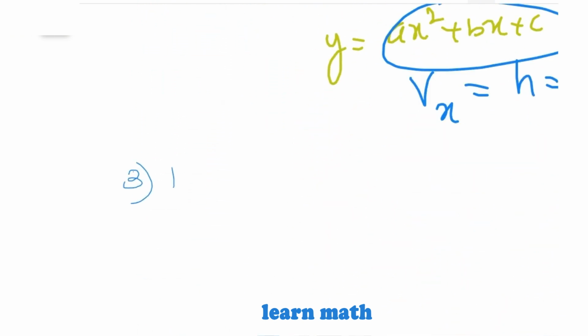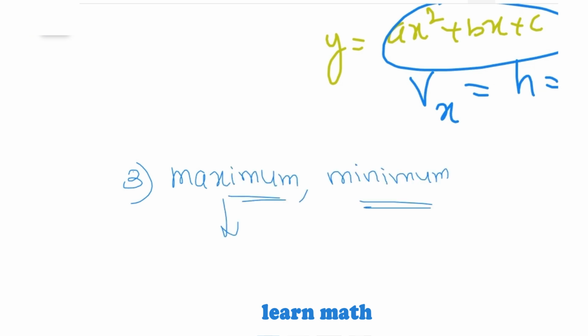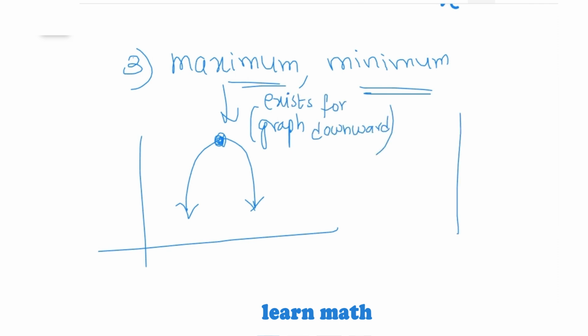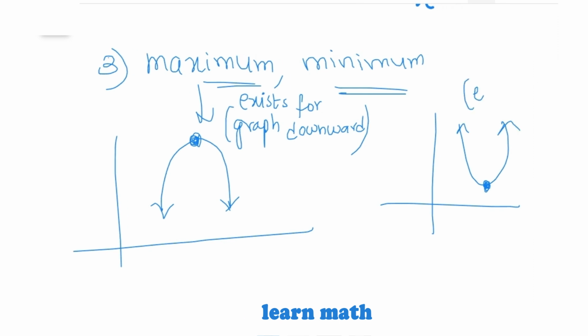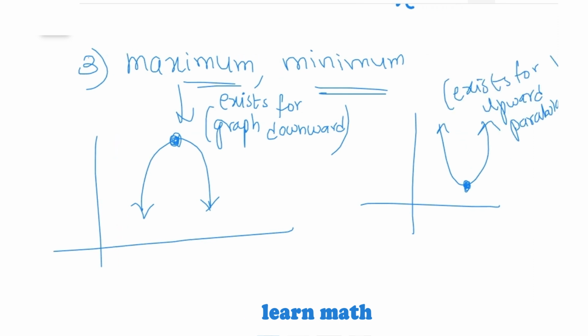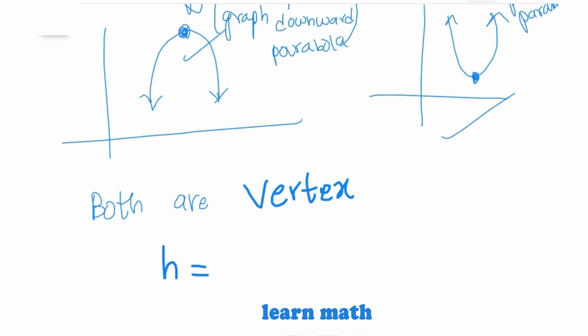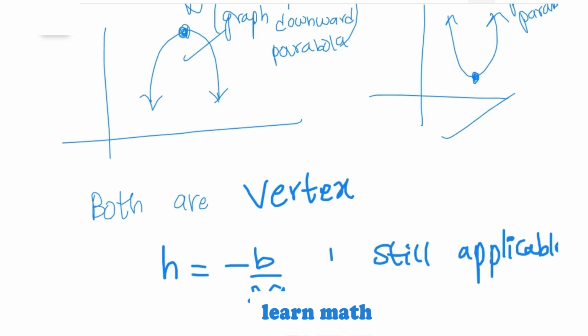The third point is maximum and minimum. A maximum exists if the graph is downward; this will be the maximum value. A minimum value is the smallest value, and it exists when the graph is an upward parabola. Notice that both maximum and minimum occur at the vertex. That means the x coordinate of the vertex formula still applies.